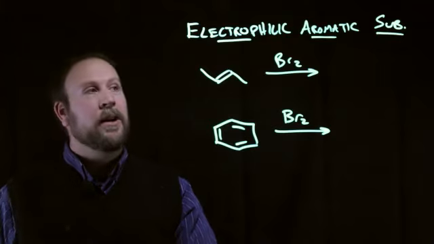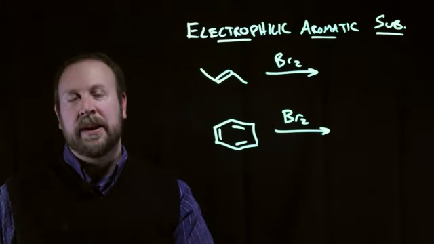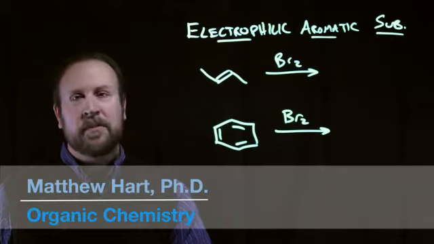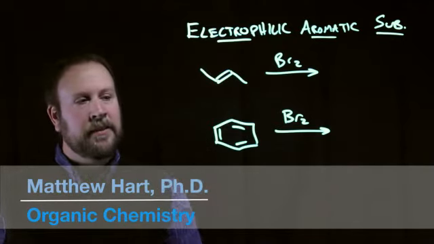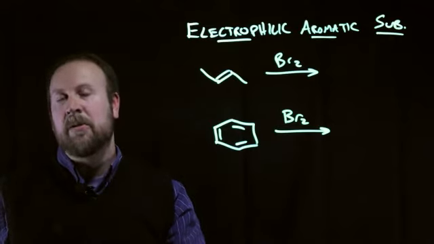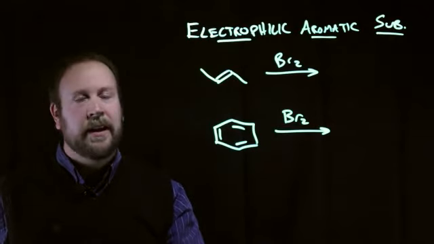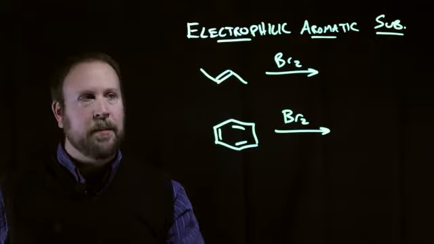So in this video, we're going to talk about electrophilic aromatic substitution reaction. And we're going to break this down into three different parts. The first part, we're going to talk about the reactivity difference between an alkene and an aromatic system. The second part, we're going to look at the general mechanism for an EAS reaction. And the last part, we'll look at a specific example.